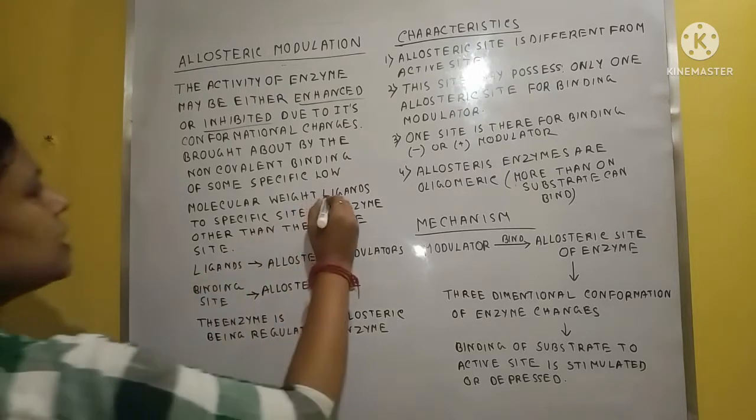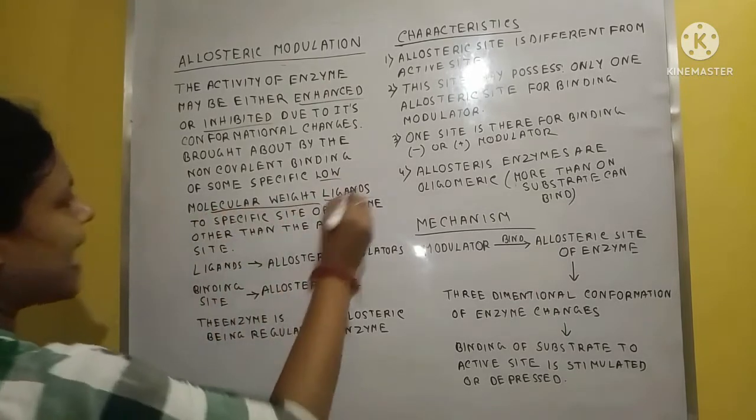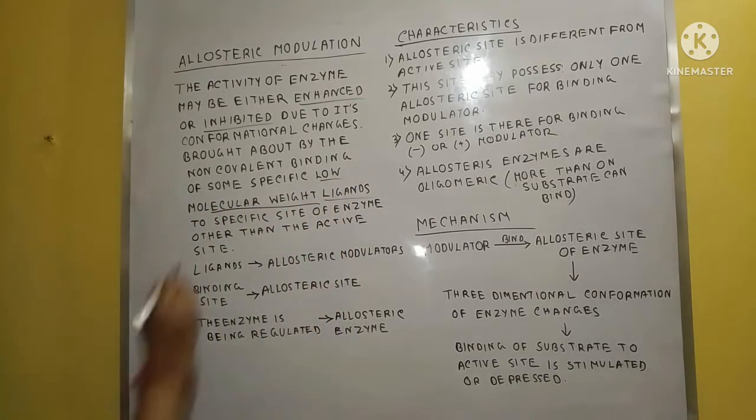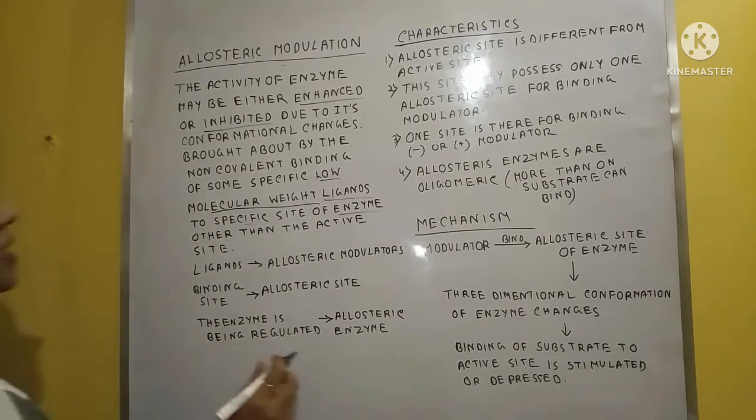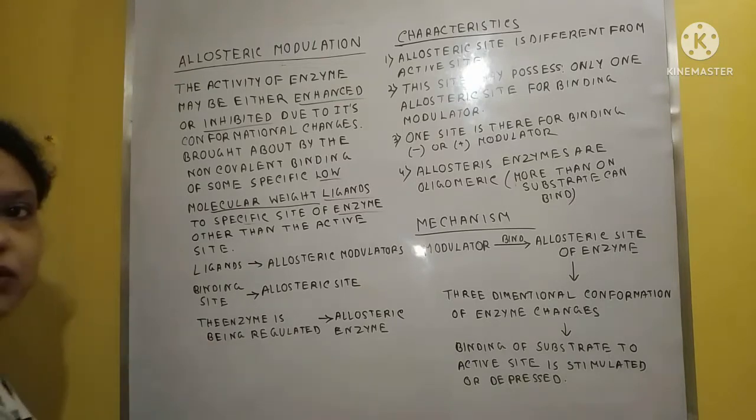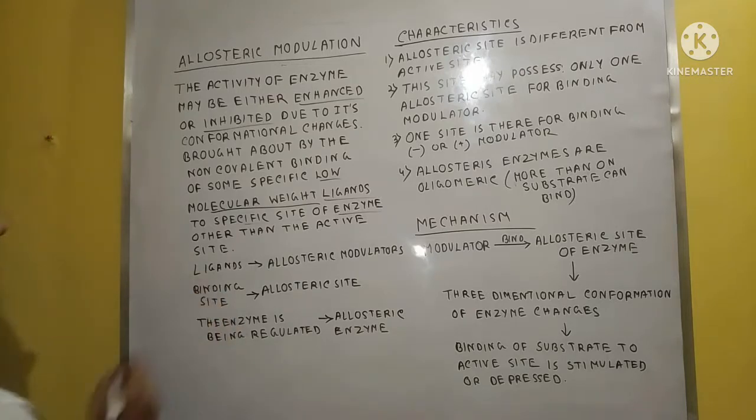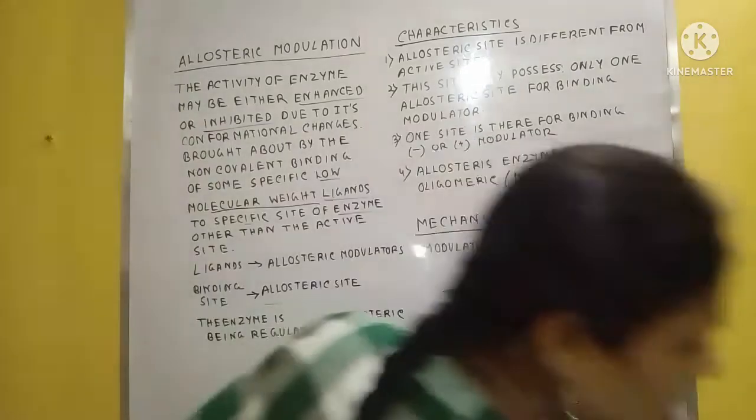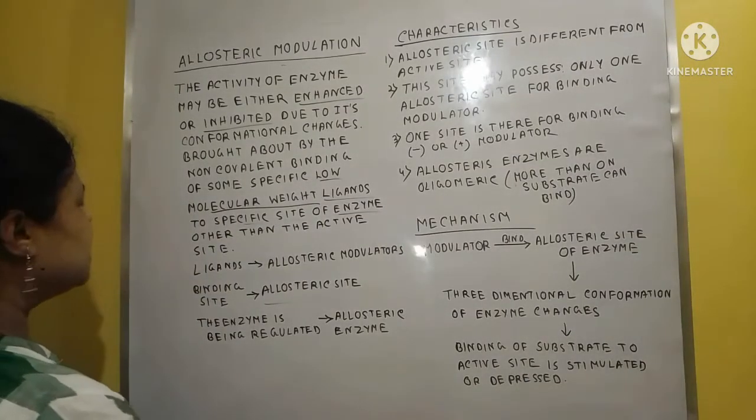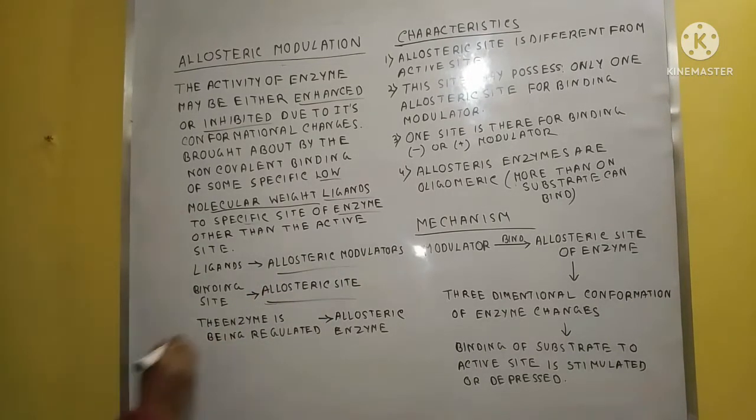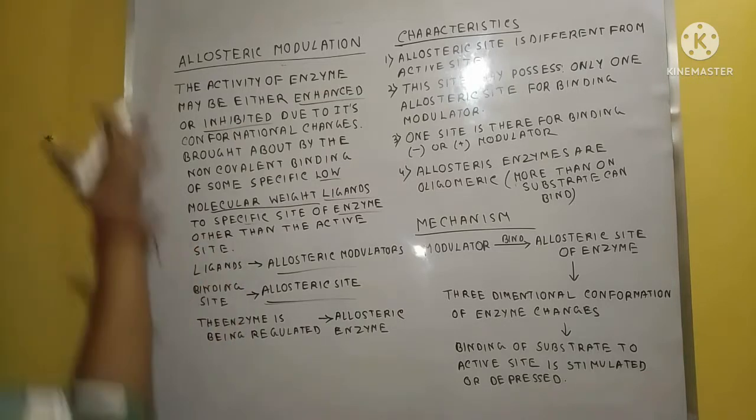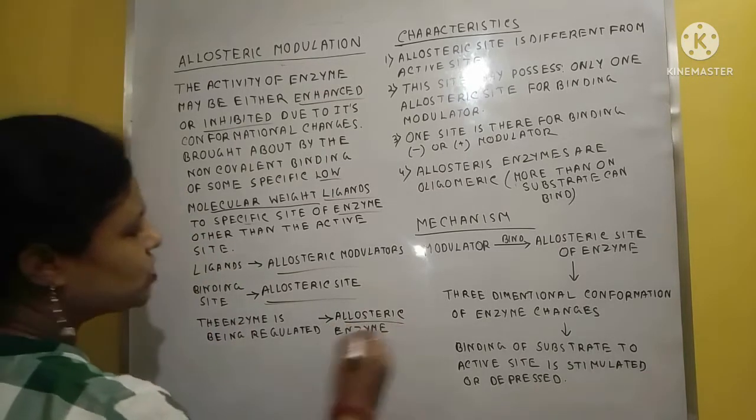Actually, these ligands have very low molecular weight, and they bind a specific site of the enzyme other than the active site. I just told you that the active site is only for the substrate, so the ligands cannot bind the active site. They bind a specific site, which is called the allosteric site. Clear? These ligands are called allosteric modulators, and the enzymes that contain this allosteric site are called allosteric enzymes.